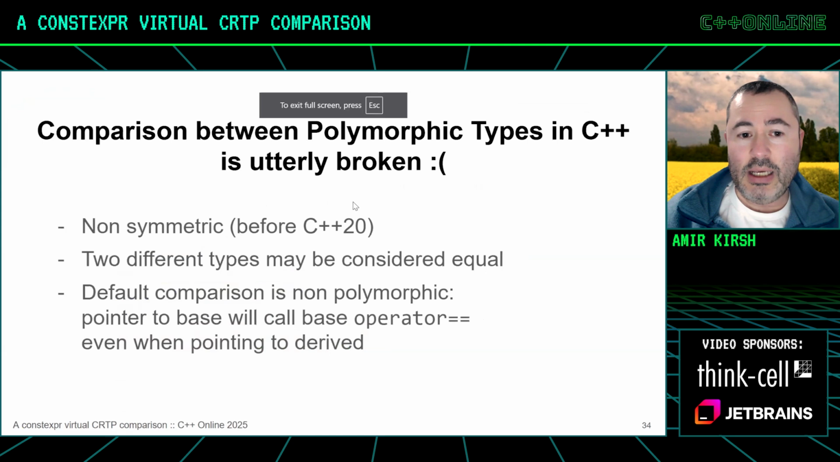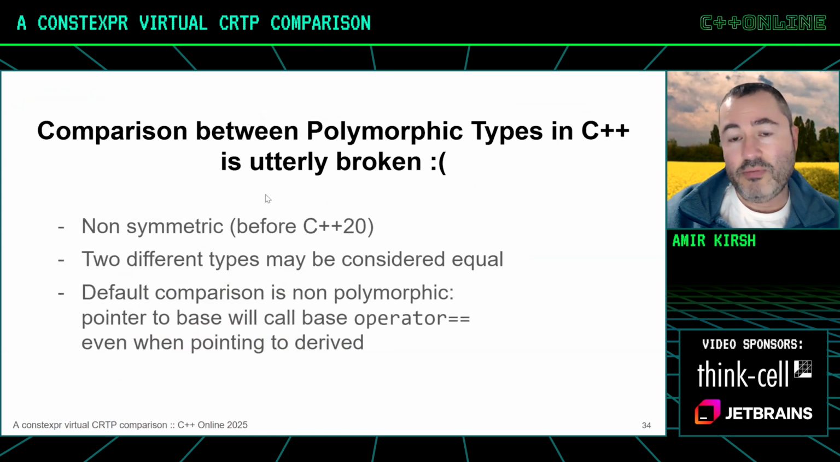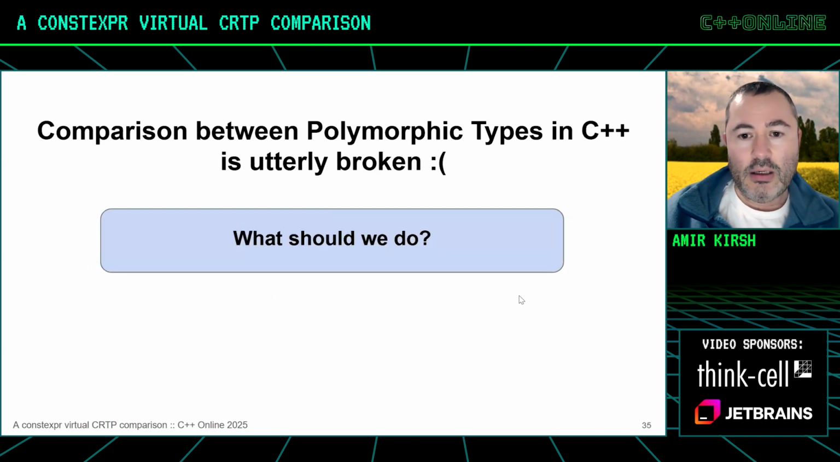So the problem is that it is non-symmetric before C++20, but in 20 it is symmetric, but wrong in both cases. Two different types may be considered equal. That's bad. Default comparison is non-polymorphic. Can you add virtual? No, the default in C++20 cannot be virtual. You have to implement that manually. So what should we do?